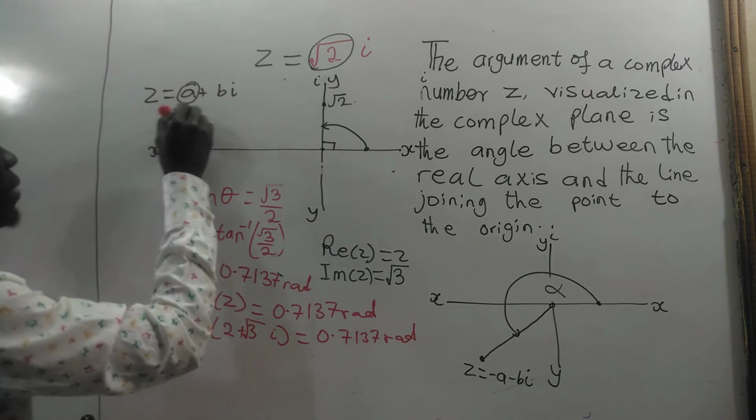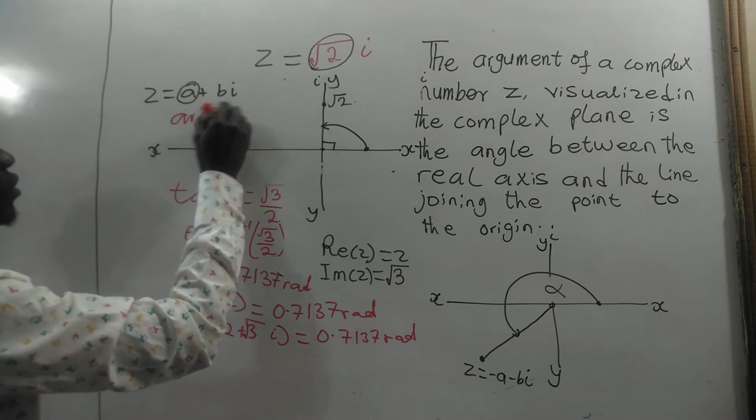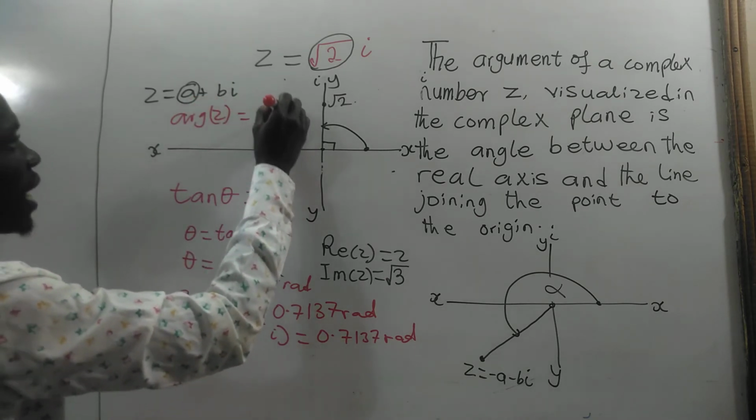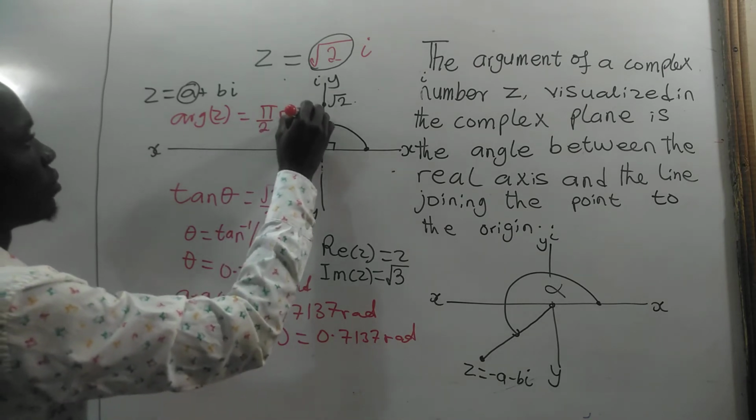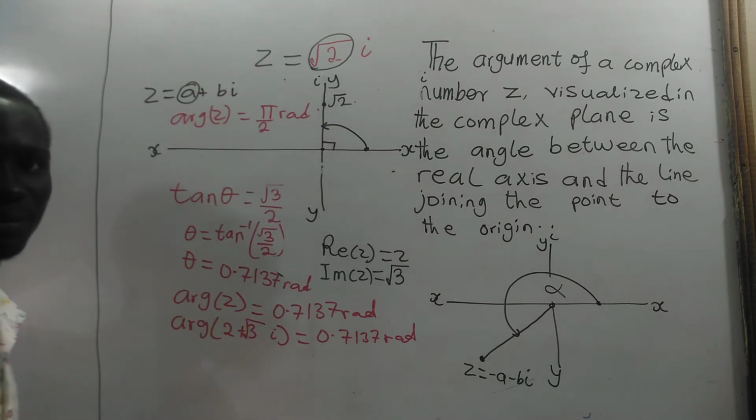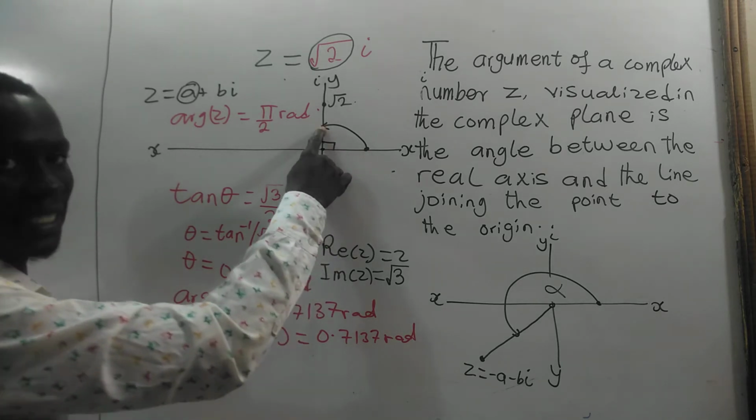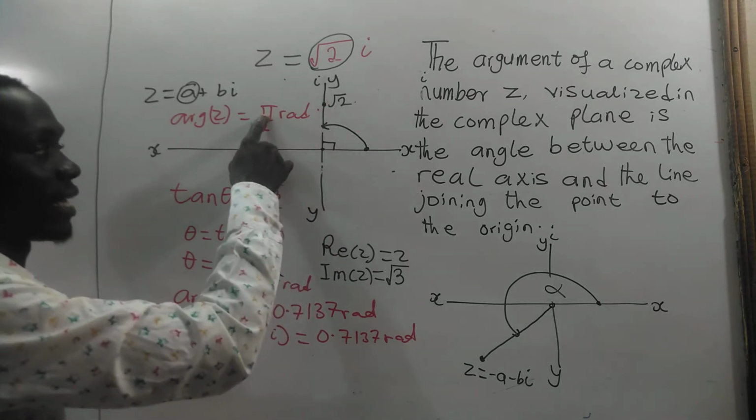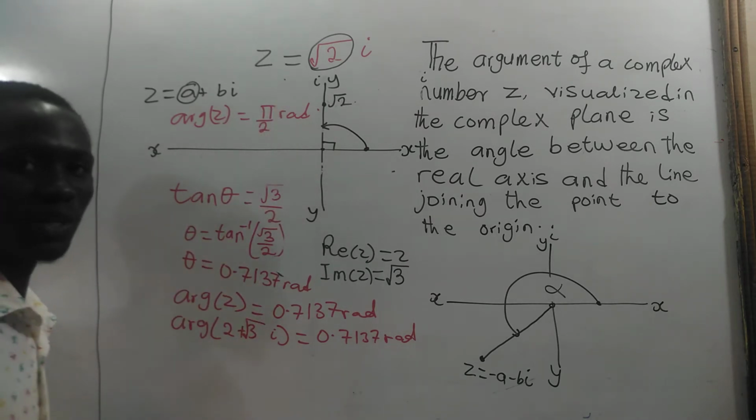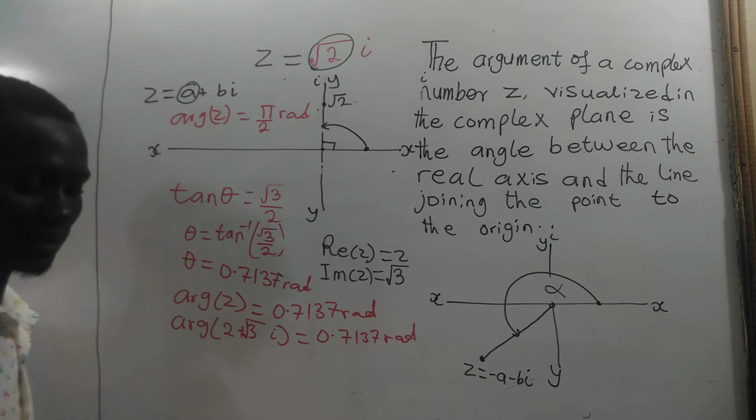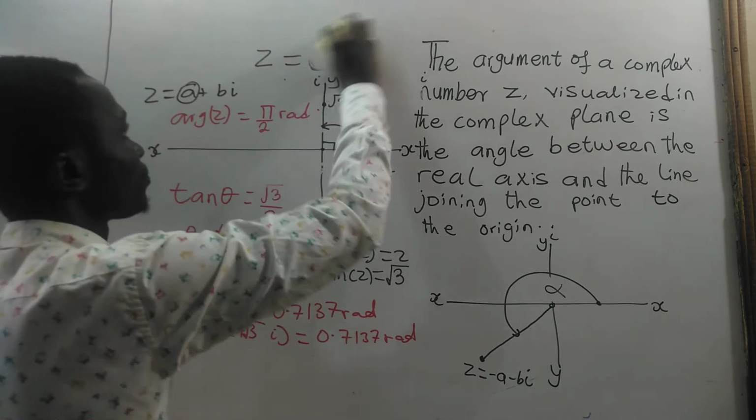So here the argument of z is equal to pi on 2 radians. From here to here is 90 degrees, and 90 degrees is the same as pi, which is equal to 180 degrees, divided by 2 in radians. Very simple as that. Now let's take the next example.